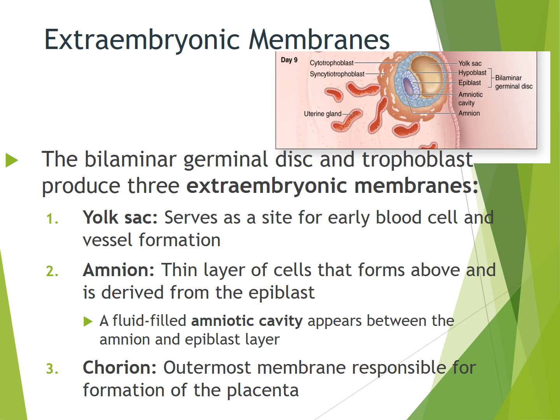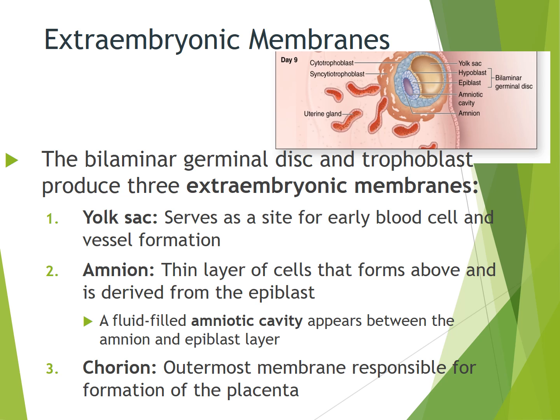Starting at about day 8 of the pre-embryonic period, where implantation has occurred, extra embryonic membranes form, and these assist the embryo in vital functions like nutrition, gas exchange, and removal and storage of waste materials as it develops. One of the first extra embryonic membranes is the yolk sac, and this is the first one to develop. Unlike with reptiles and birds, humans do not store yolk, but it is an important site for early blood cell and blood vessel formation.